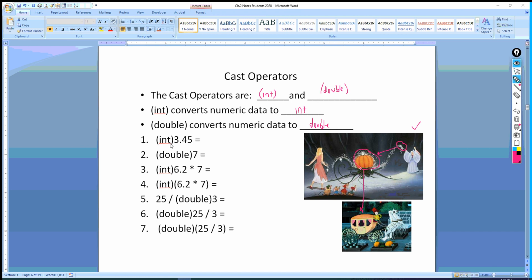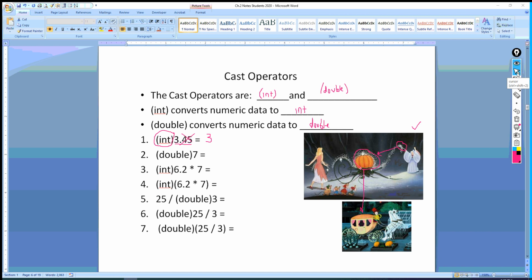An example here is we have a decimal just sitting there, and then the int cast operator casts a spell on the 3.45 and turns it into an int. It just drops the decimal, and so now you just have a 3. Now see if you can take that principle and apply it to numbers 2 through 7, and then come back and see what the answers should be.